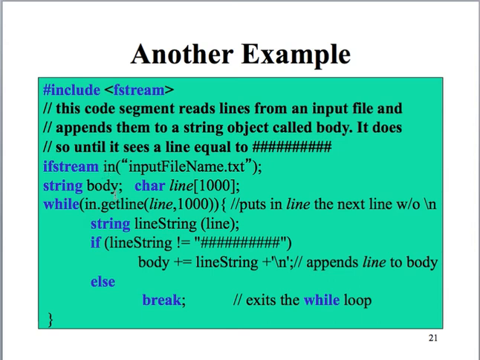And then I'm creating a string object called body, and also an old-style character array called line with 1,000 elements in it. And then there's a while loop that goes from here down to this closing curly bracket. There's the opening one right there. And this says read a line, so getline into line, 1,000 characters, so in.getline. This is kind of like gets that we used to use in the C library. So it reads a line independent of any newlines, etc. It reads 1,000 characters' worth, if there are 1,000 characters' worth.